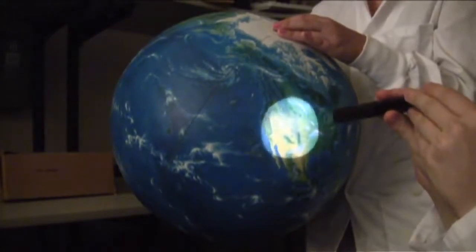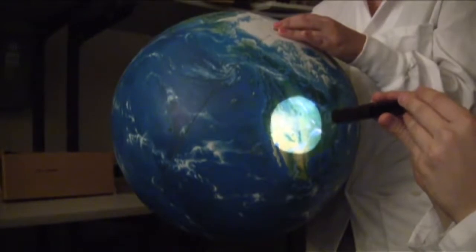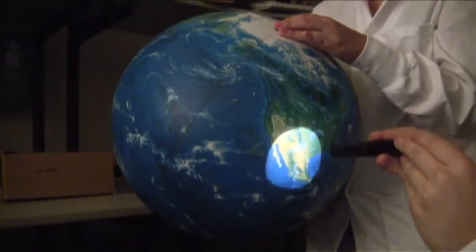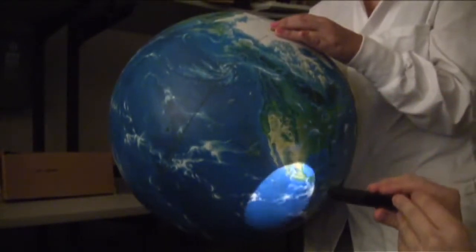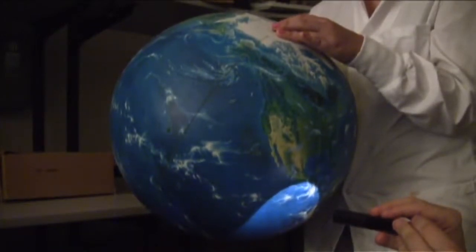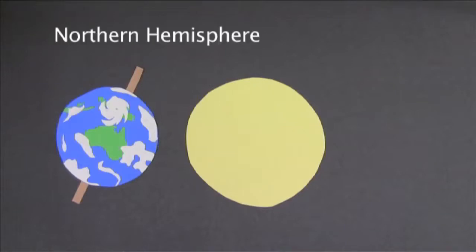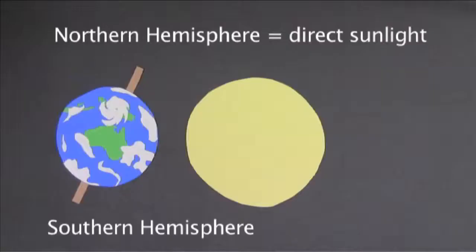If we shine the flashlight directly on the northern hemisphere, we see it illuminates a certain area. But when we move the flashlight to shine indirectly on the southern hemisphere, we see that it's illuminating a larger area, just like we talked about. So let's put it all together. When the northern hemisphere is tilted towards the Sun, it's receiving direct sunlight. It feels warmer, which means it's summer there. And the southern hemisphere is receiving indirect sunlight, which means it feels cooler. That's winter.